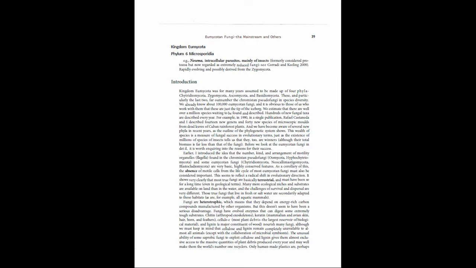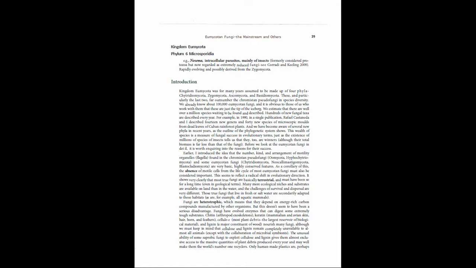Fungi have evolved enzymes that can digest some extremely tough substrates. Chitin, arthropod exoskeletons, keratin, mammalian and avian skin, hair, horn, and feathers, celluloid, most plant debris, the largest reservoir of biological material, and lignin, a major constituent of wood, nourish many fungi, although we must keep in mind that cellulose and lignin remain completely unavailable to almost all animals, except with the collaboration of microbial symbionts.